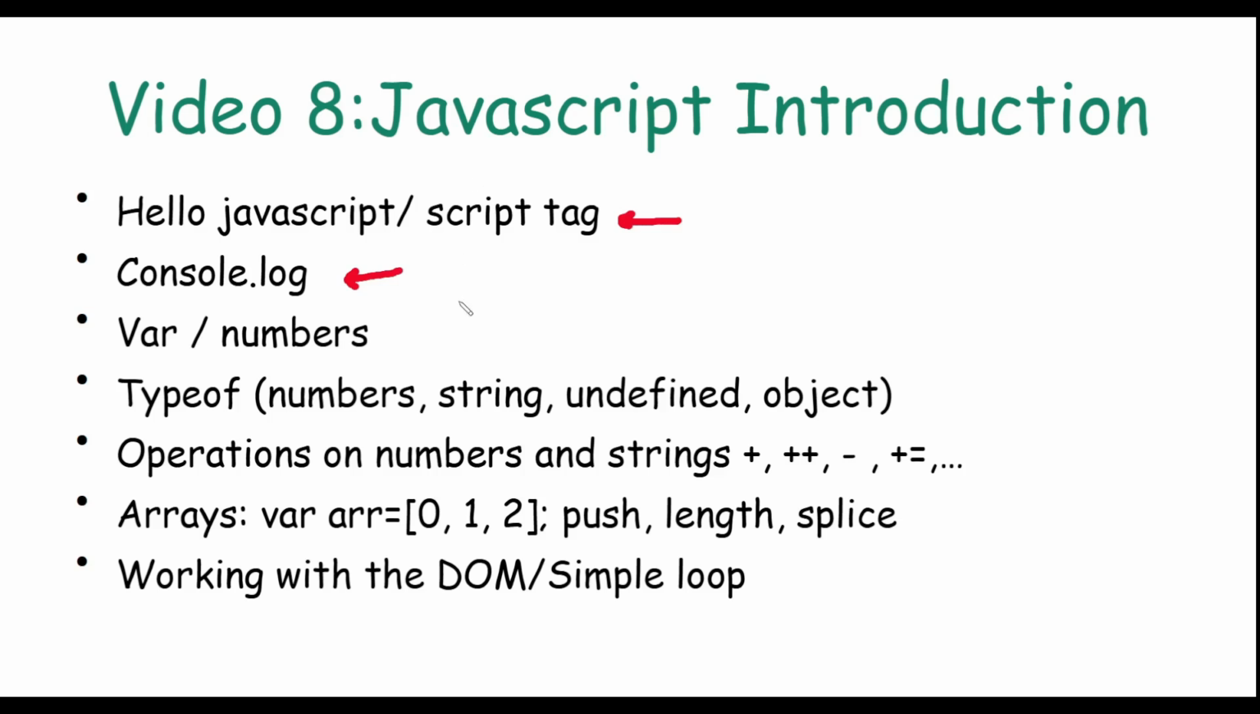Then I will start by showing how we define variables and what operation we can do on numbers. Then we will go through the typeof command and show the four main types in JavaScript, which are number, strings, undefined, and objects. Then we will go through different operators on numbers and strings, such as adding numbers or adding strings. Then we have also the plus plus operators for numbers, the minus, those mostly are for numbers. However, this plus and plus equal, we will see that also these two would work on strings.